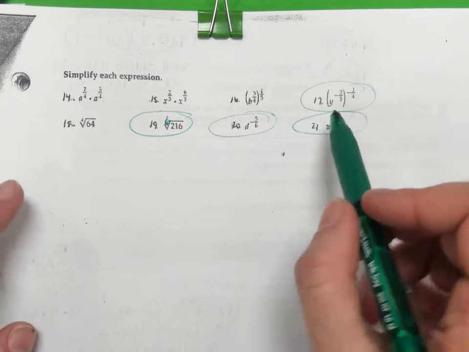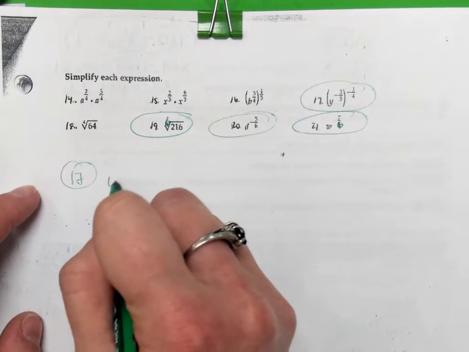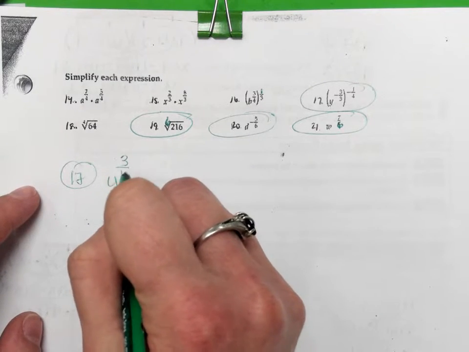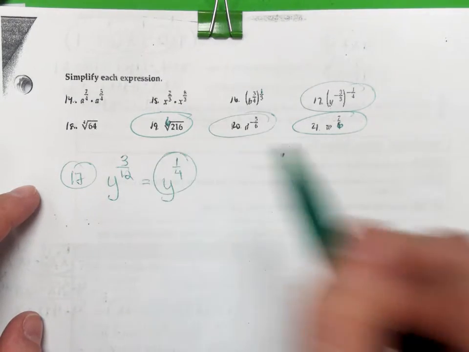Alright, here we go. 17, when you have one base, you multiply. So 17 would become y to the 3 over 12. And that reduces by 3 to be y to the 1/4.